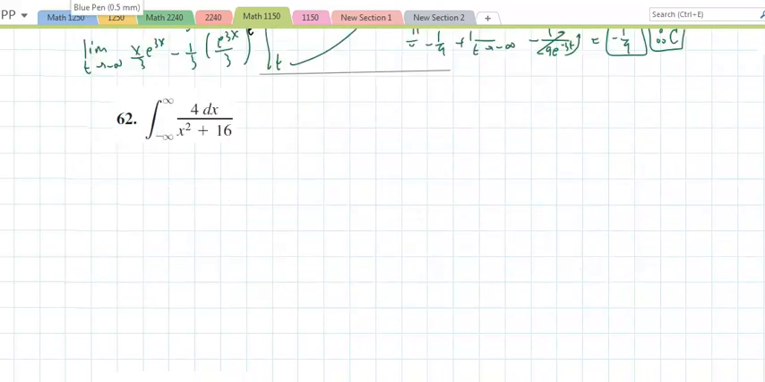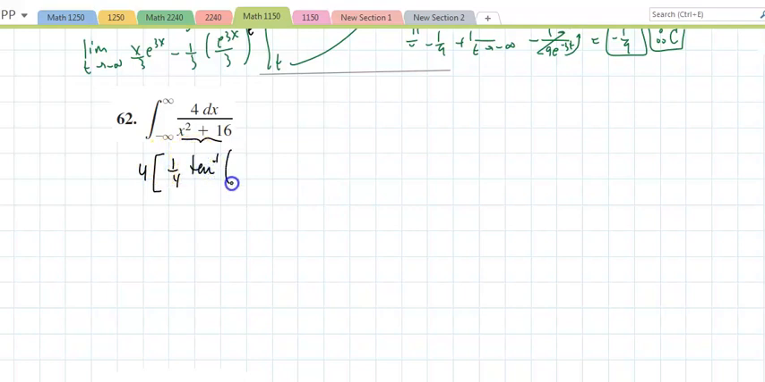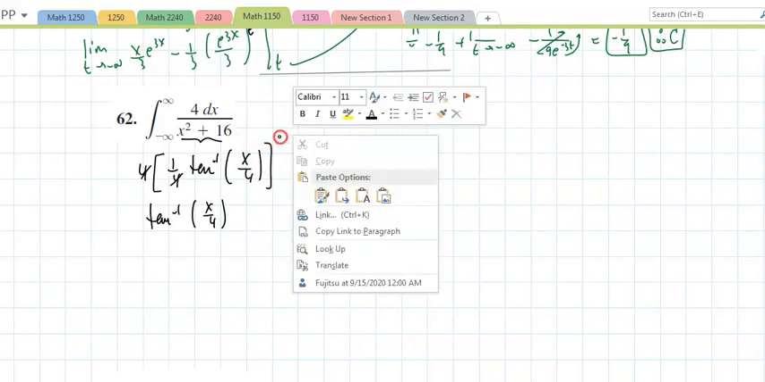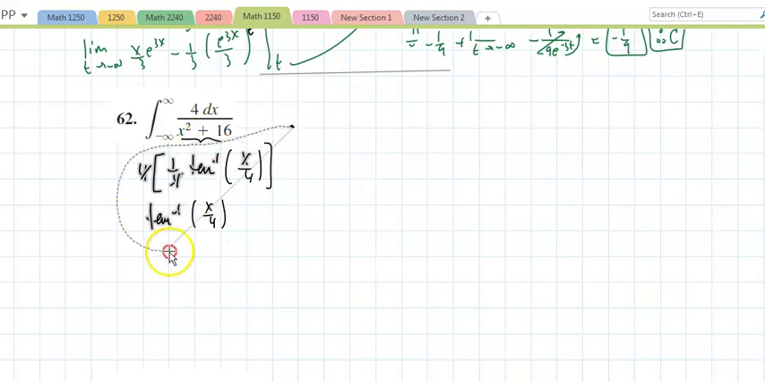Number 62 is the next problem up, and we already know what that is. If I want to integrate that, that would be 4 times. We said we're going to memorize 3 integrals. That's one of them. That will be 1 over 4, the inverse tangent of x over 4. If you recall, those cancel out, right? So I'm left with the inverse tangent of x over 4. And this I'm going to split into 2 parts, right?